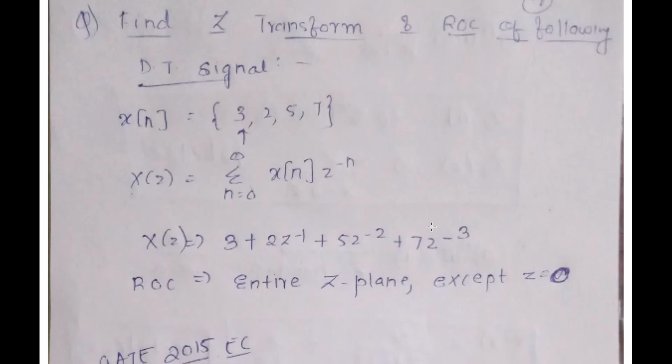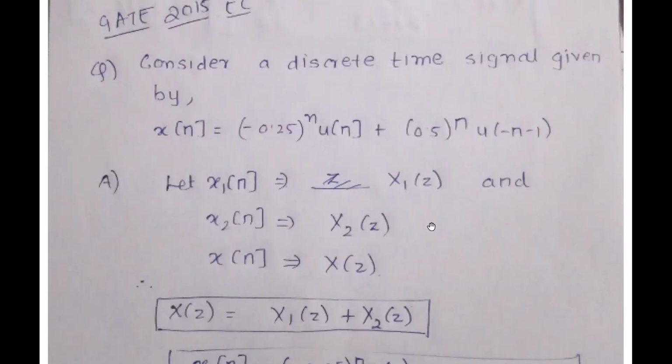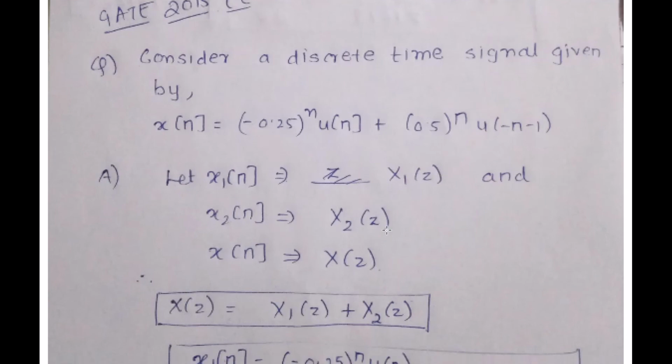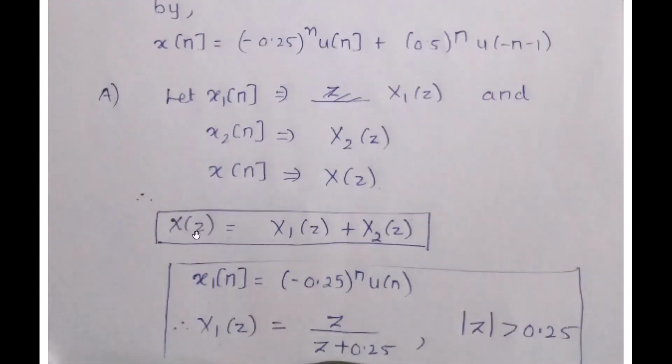and the ROC is defined for all values except z is equal to 0. Similarly, you have another signal in which you will have x of n given as something raised to n u of n plus something raised to n u of minus n minus 1. So the z transform of x1 of n is x1 of z, x2 of n is x2 of z. So I am taking this as x1 of n, this as x2 of n. The corresponding values will be x1 of z and x2 of z. Hence my combined z transform is x1 of z plus x2 of z.